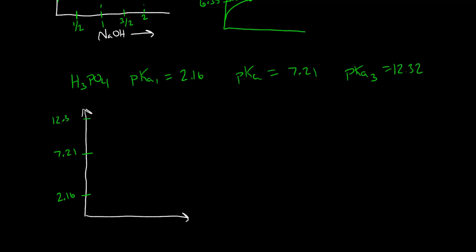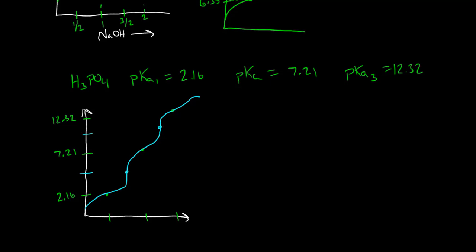So there's the first half equivalence point, there's the second half equivalence point, and our third half equivalence point will be way up here. So then this curve will look something like this. We have our sharp transition, we go through the second buffer range, sharp transition, third buffer range, and then it'll kind of flatten out.